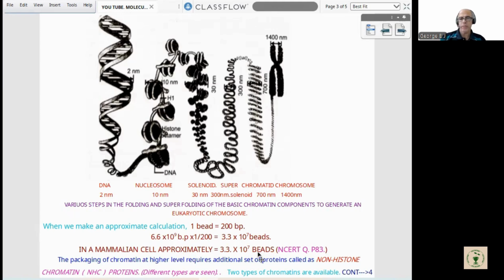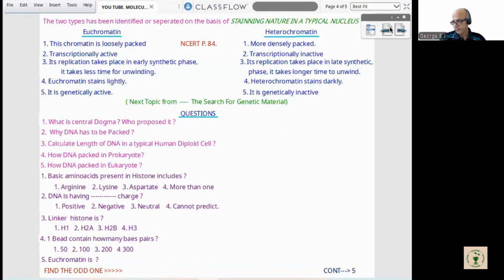This is an NCERT question, page number 83. The same you can calculate for Escherichia coli. Both of them will not come together in a theory or entrance question. Either one or the other will be the usual question. I think the idea is clear. And when we come to higher level packaging of chromatin, it requires an additional set of proteins called non-histone chromosomal, NHC proteins. Different types are seen. I think this idea is clear, important, simple, don't leave it. Now when we proceed to the next page, here we can find.